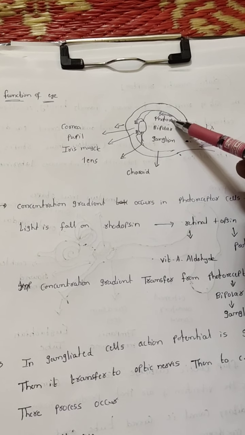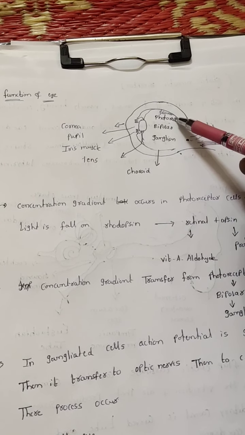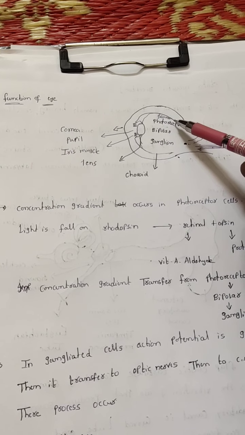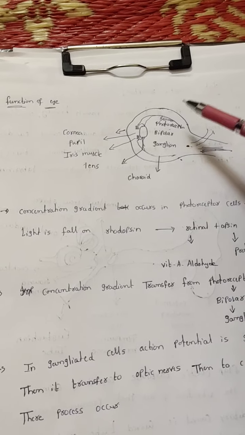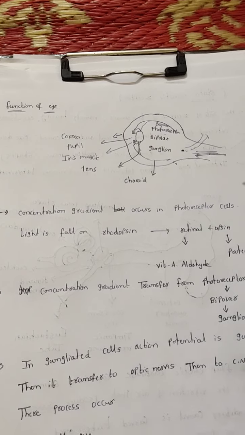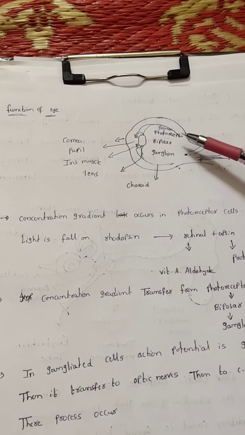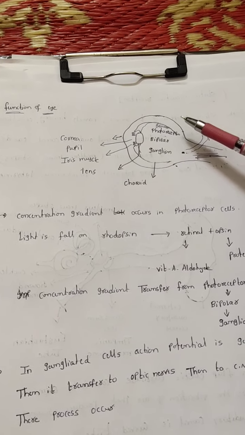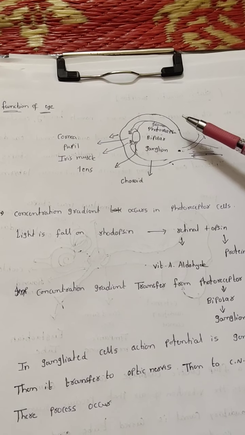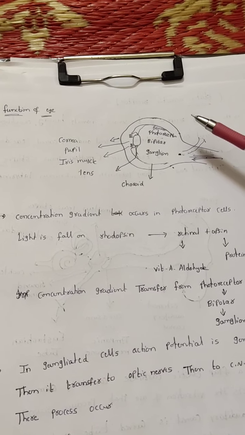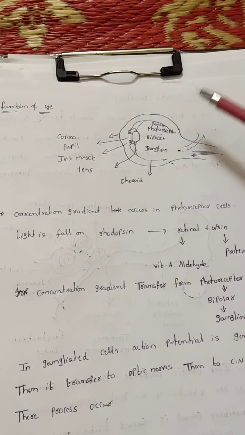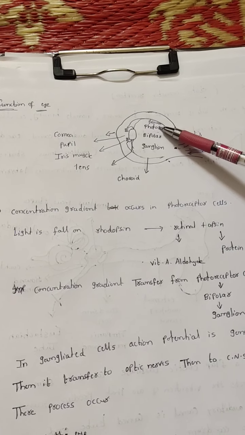Here the photoreceptor cells are what? Either rods or cones. Now a concentration gradient occurs in the photoreceptor cell. This statement is very important. What does it mean when a concentration gradient occurs in the photoreceptor cells? It means the resting potential is started. I already said regarding the conduction of nerve impulses, there are 3 steps: polarized, depolarized and repolarized. Now here the concentration gradient is started.